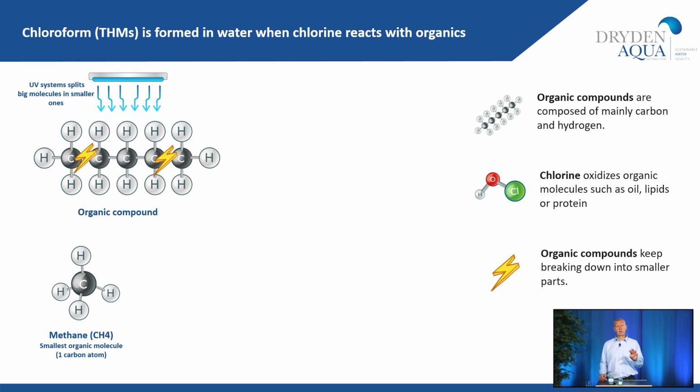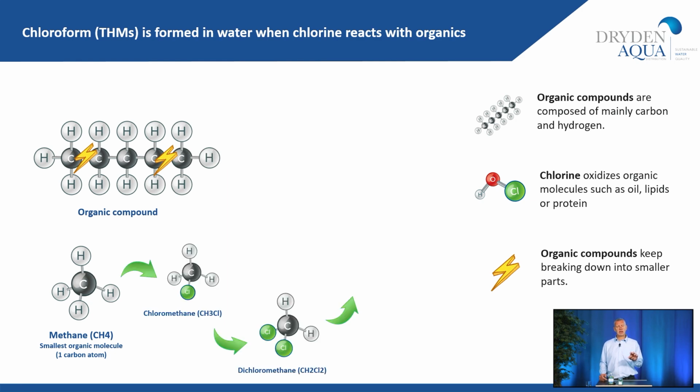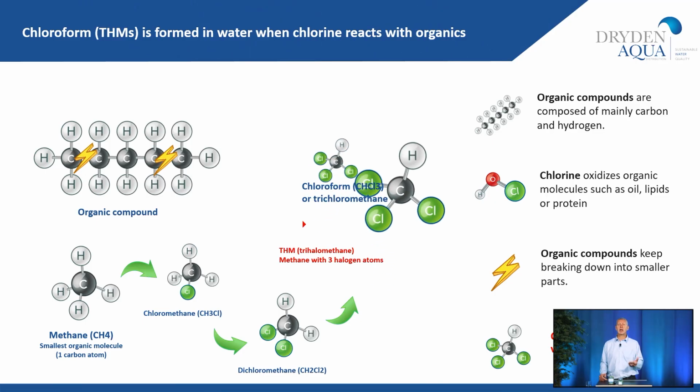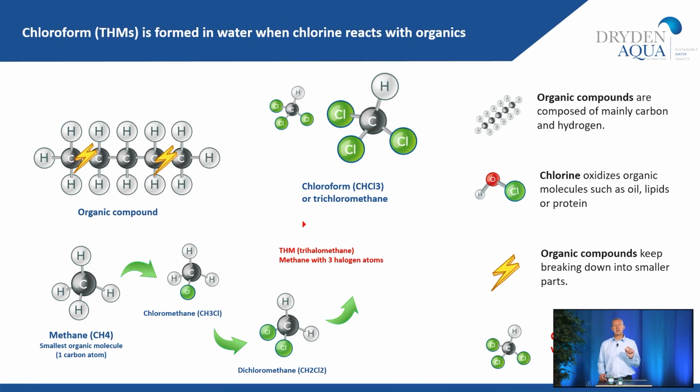This then reacts with chlorine in the water, where you get an atom exchange of 1 chlorine to 1 hydrogen to create a chloromethane. You get another atom exchange to create a dichloromethane. Guess what's coming next? A trichloromethane. And it's the trichloromethane that is the volatile one. This is the unstable one.